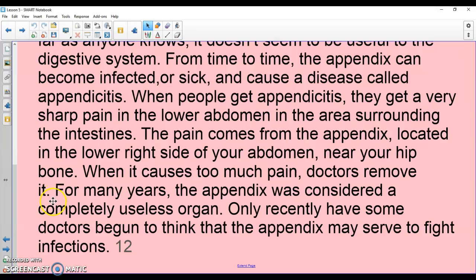For many years, the appendix was considered a completely useless organ. Only recently have some doctors begun to think that the appendix may serve to fight infections.